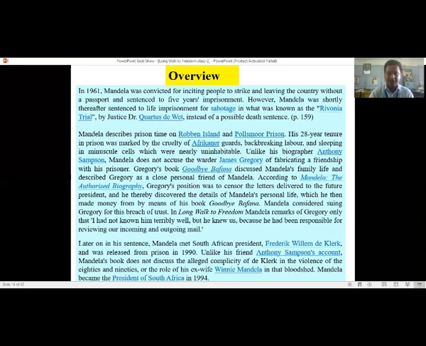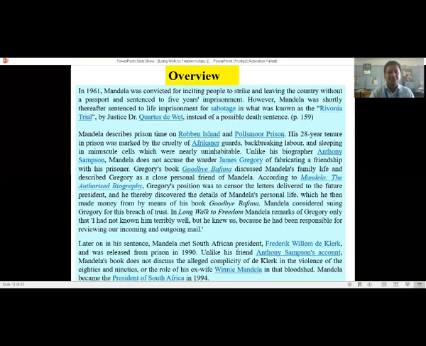In the Rivonia trial, Nelson Mandela was sentenced to life imprisonment for sabotage by Justice Dr. Quartus de Wet instead of a possible death sentence. So he was given life imprisonment instead of a possible death sentence by Justice Dr. Quartus de Wet in the Rivonia trial.